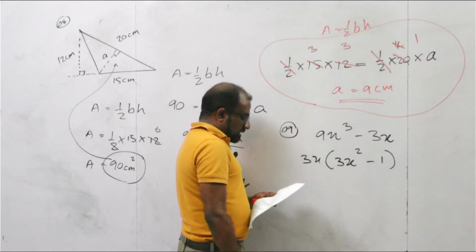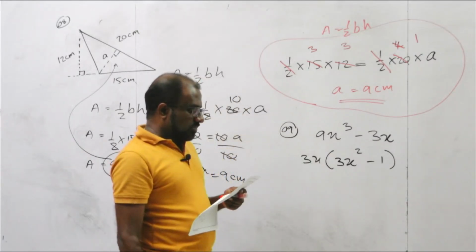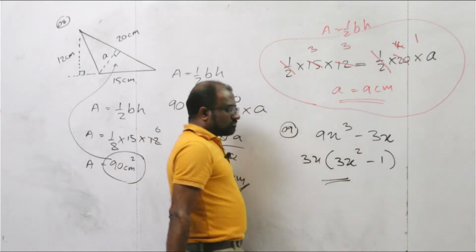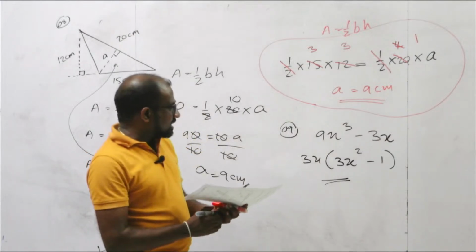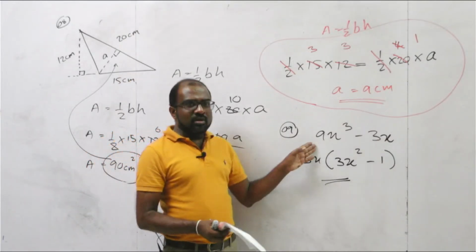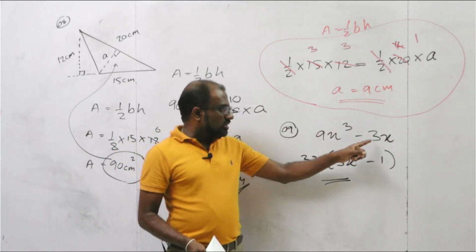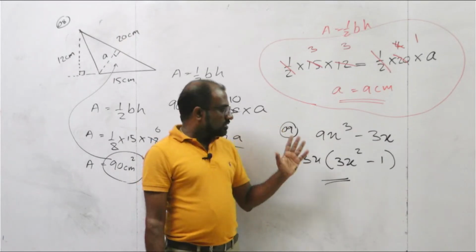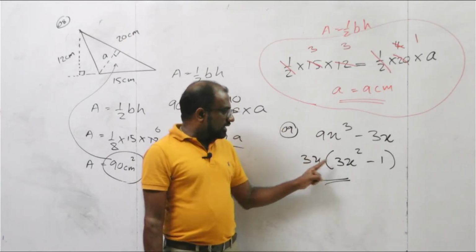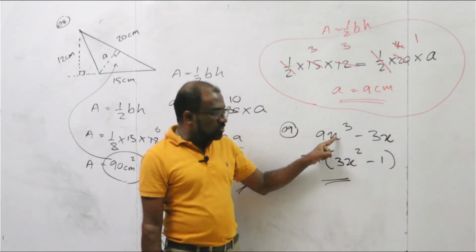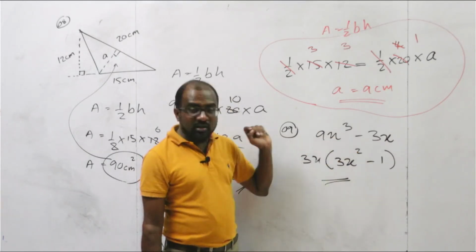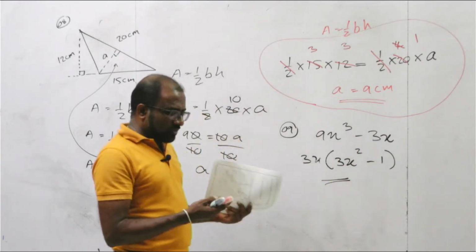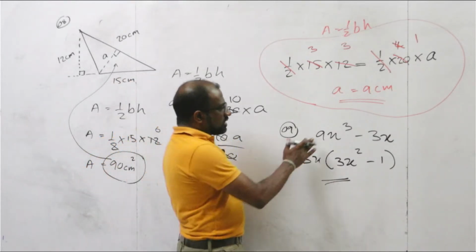If you have written this answer, it's correct: common factor 3x is taken out, 3 times 3 is 9, x into x squared is x to the power 3, then minus, the different sign, the minus symbol is also right, 3x into 1 is 3x. That's it, right. But this is not the answer I want, this is not the question I wanted to give you.